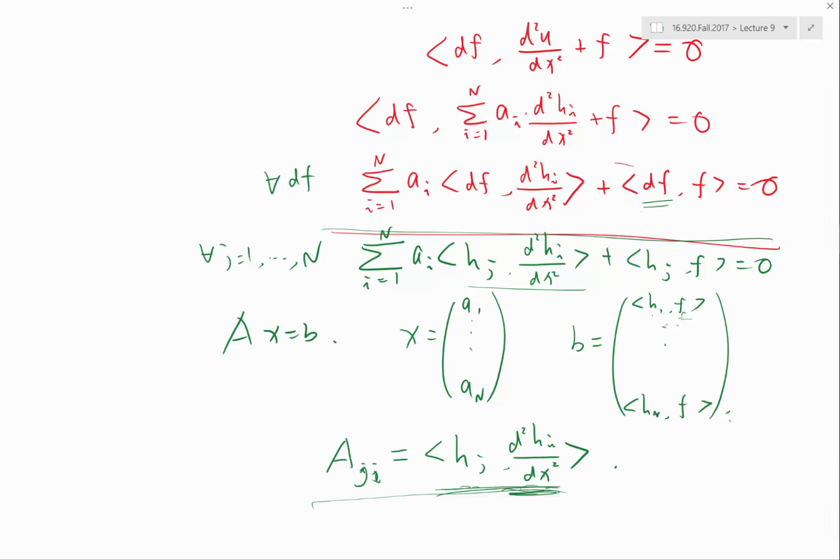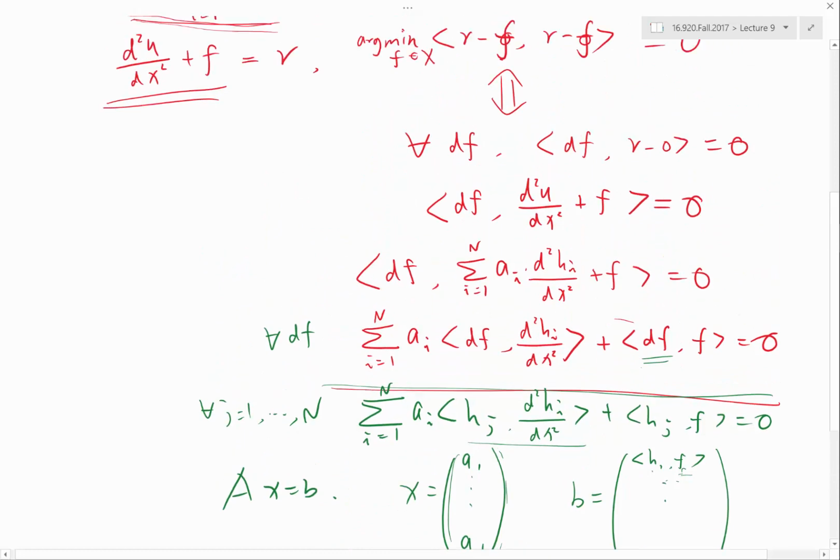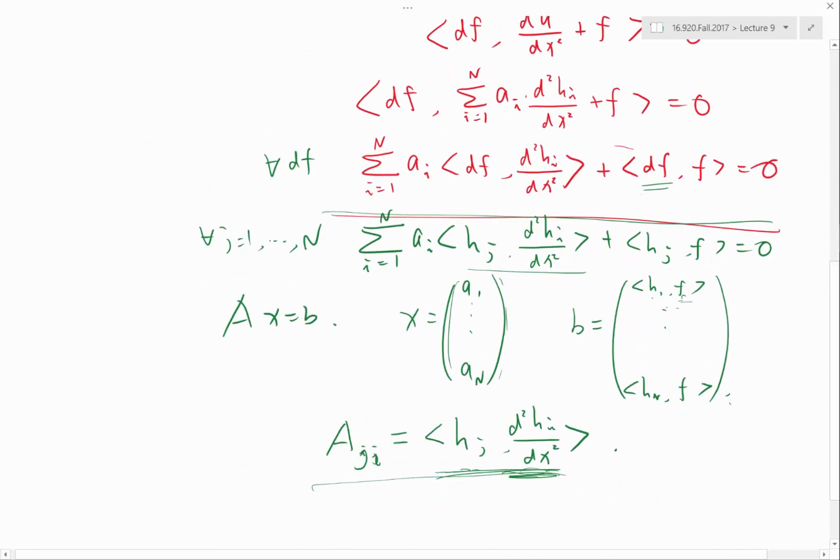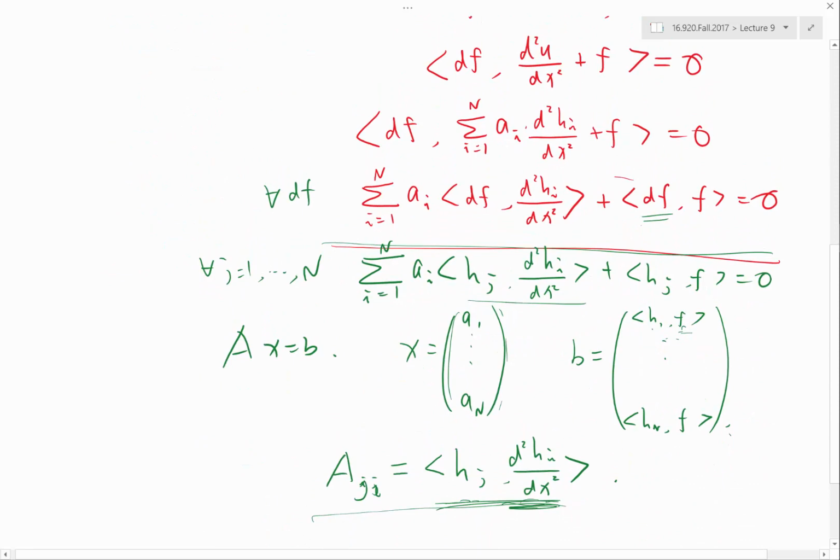I solve the matrix system to get my x. Again, once I get my x, I know the linear combination coefficients, which for these hat functions are actually the values of the solutions at the grid points. So then I have my approximate solution. All right, so this is how we solve equations in general with finite elements. And this is a particular example.